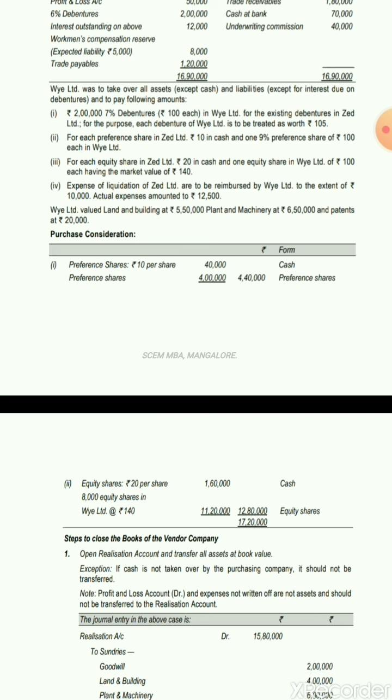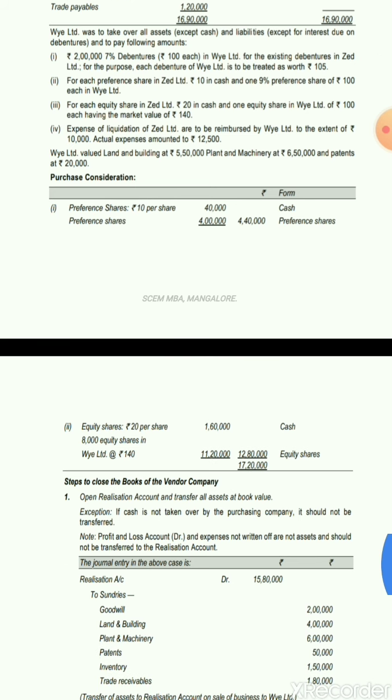So 8,000 into 140, which comes to 11,20,000. So when we get the amalgam of these two, that is 1,60,000 plus 11,20,000, we would get the total of 12,80,000, which is the purchase consideration with regard to equity shares. So now we have calculated the purchase consideration with regard to equity shares and the purchase consideration with regard to preference shares, and the total amount of purchase consideration which we get is 17,20,000. So the total amount of purchase consideration which we have in this particular problem is 17,20,000.